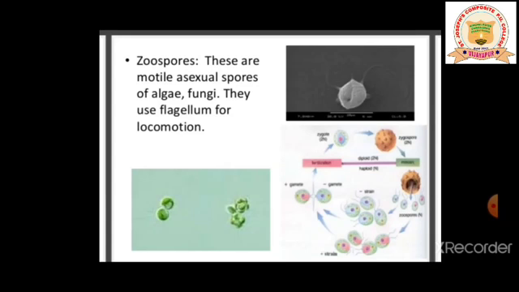Another question in the theory: what are zoospores? They are motile asexual spores of algae and fungi. They use flagella for locomotion. You can write this one, or you can write in another form. Zoospores are asexual reproductive structures found in algae and fungi. If they tell you to describe, you are supposed to describe in this way. They are motile and they use flagella to move from one place to another. Have a look, I have given a picture. So zoospores look like this.